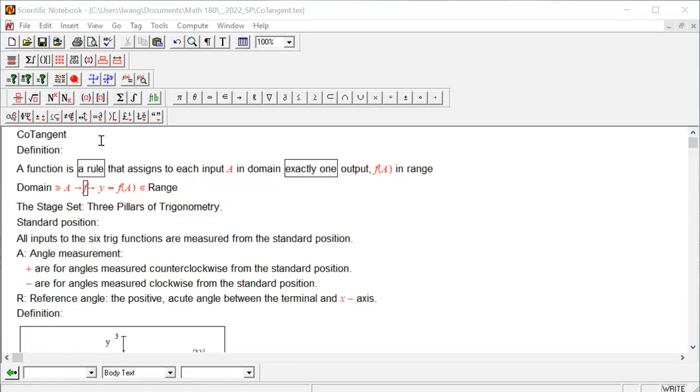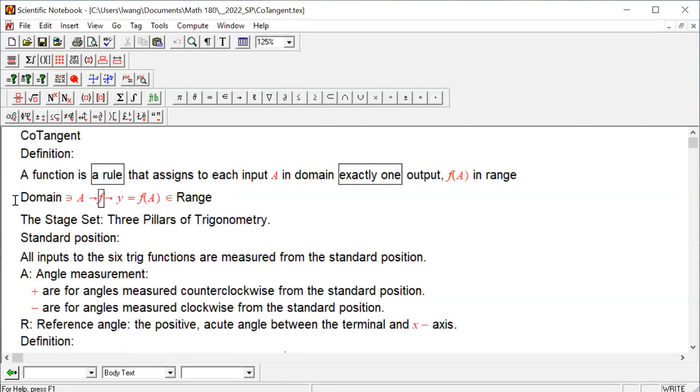Welcome to this lesson. In this lesson, we're going to talk about cotangent. Cotangent function, of course, we know how it's been defined. So let's recap on all of these concepts we've been talking about. First of all, we talk about function. We know cotangent is one of those rules.